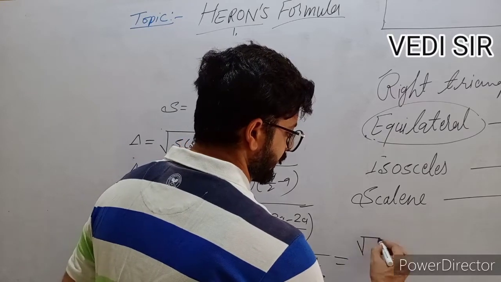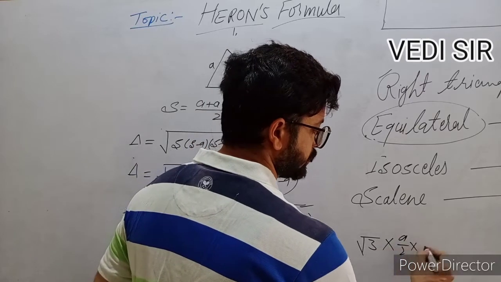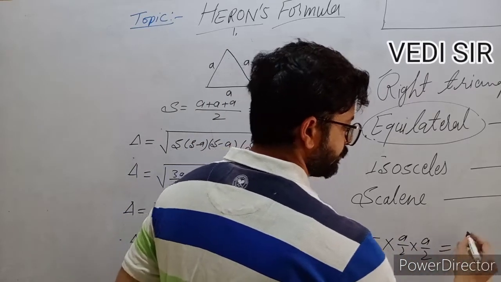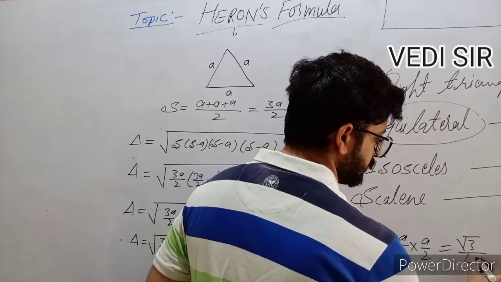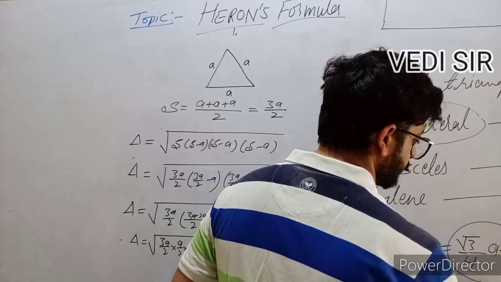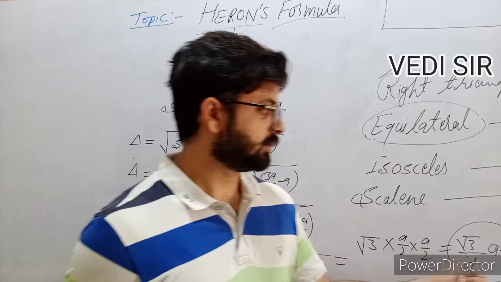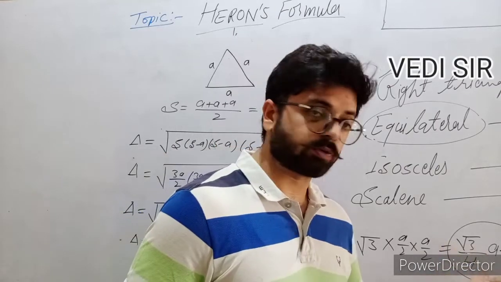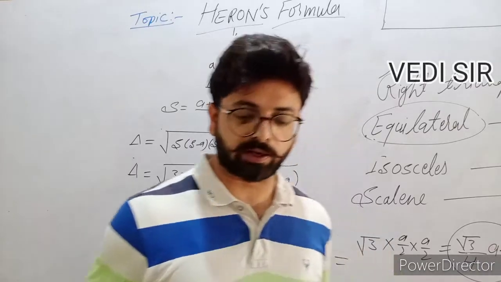Now you see, guys, here. This root 3 I am writing as usual. Here two pairs are there. So A by 2 into A by 2. Finally, root 3 by 2 into 2, 4, and A into A, A square. So this is the formula. This is Heron's formula. We get from Heron's formula only this equilateral triangle area formula, root 3 upon 4 into side square.